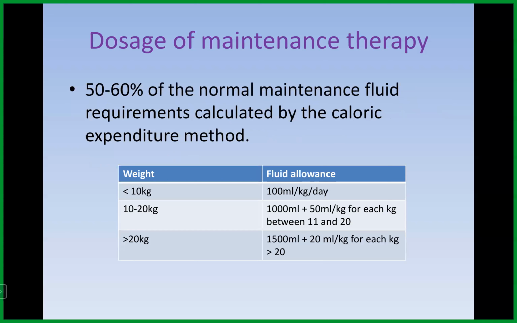Now, coming to the maintenance therapy, what will be the dosage? The dosage of maintenance therapy should be 50 to 60% of the normal maintenance fluid requirements of a normal patient, that we calculate by the caloric expenditure method or the Holliday-Segar method. As it has been extensively discussed previously, I am just giving the chart. So with the Holliday-Segar method, we just give 50 to 60%.